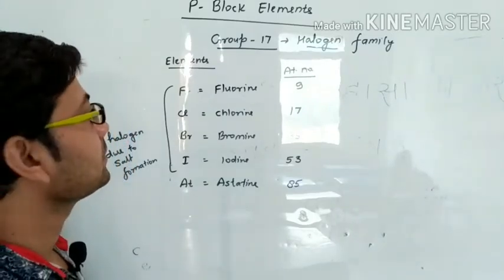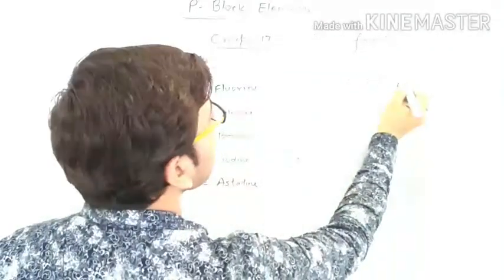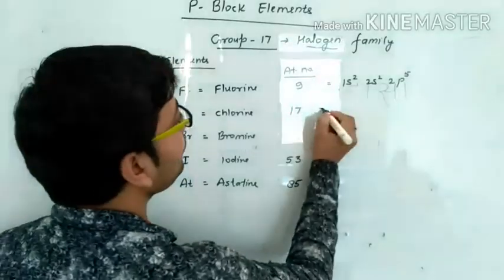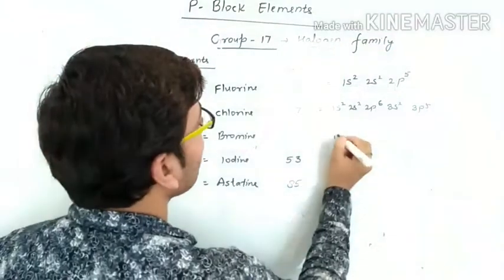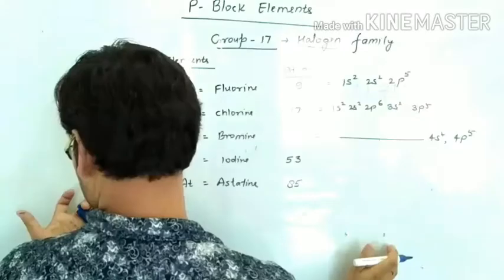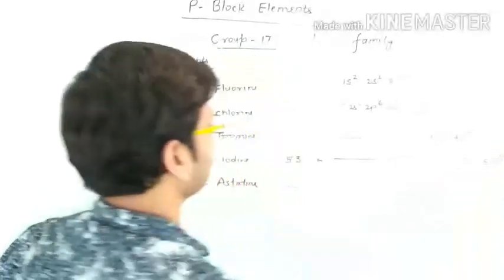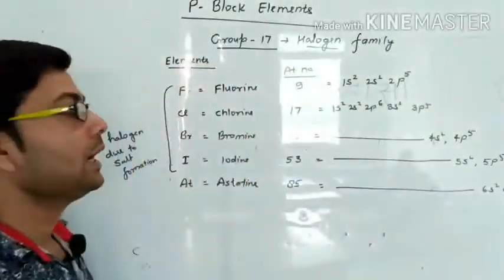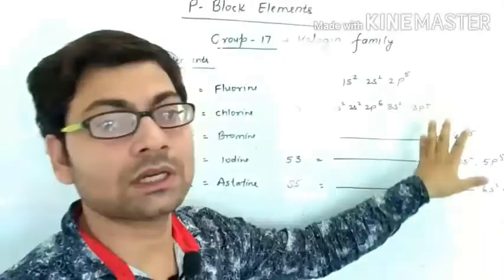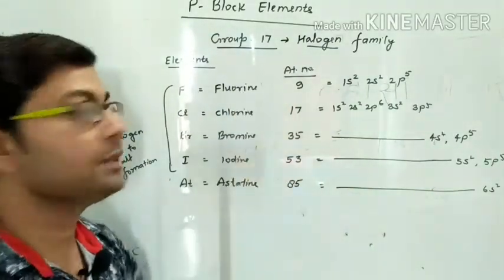If we write the electronic configuration of these elements, then for fluorine it is 1s2, 2s2, 2p5. For chlorine, 1s2, 2s2, 2p6, 3s2, 3p5. For bromine, it is 4s2 and 4p5. For iodine, it is 5s2 and 5p5. For astatine, the electronic configuration is 6s2 and 6p5. As you know, the last electron of these elements goes in the p orbitals. That's why these elements are included in the p block.